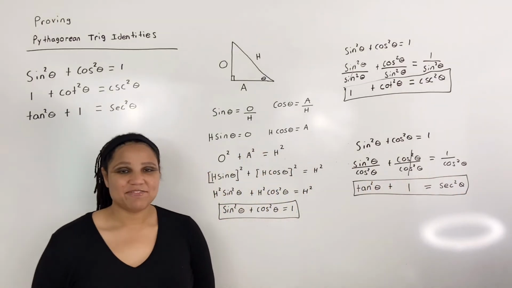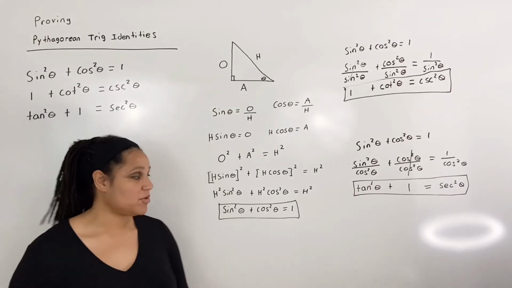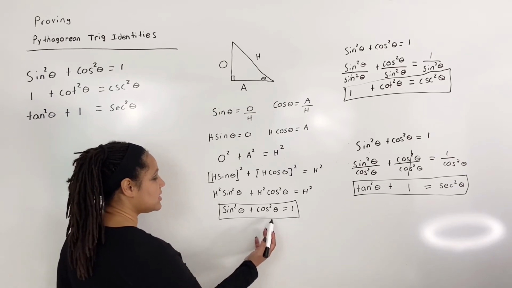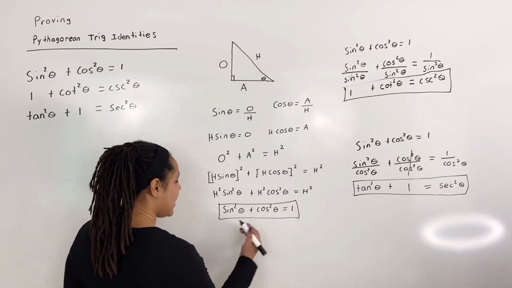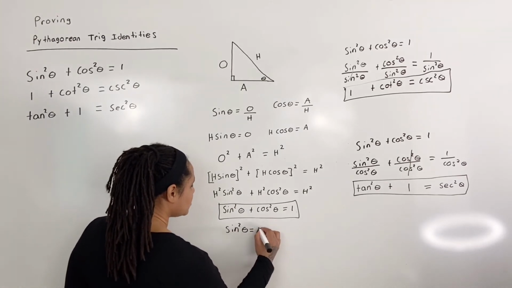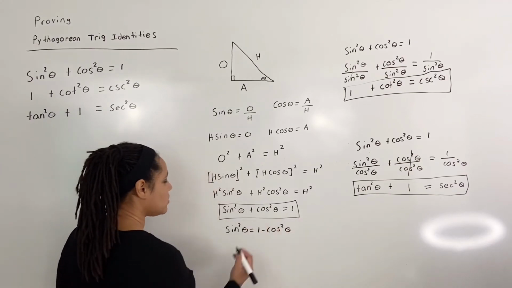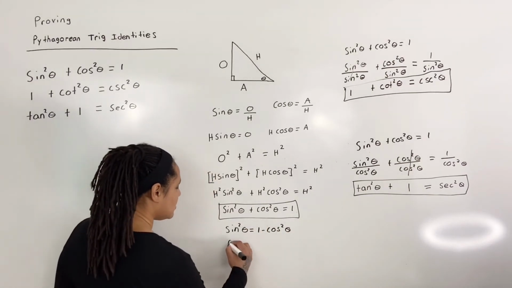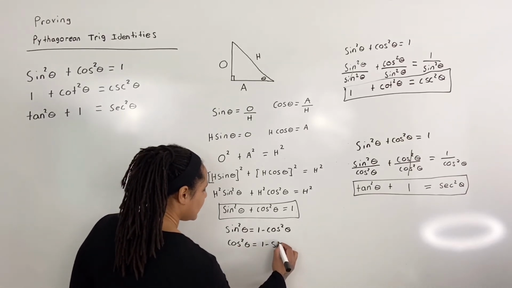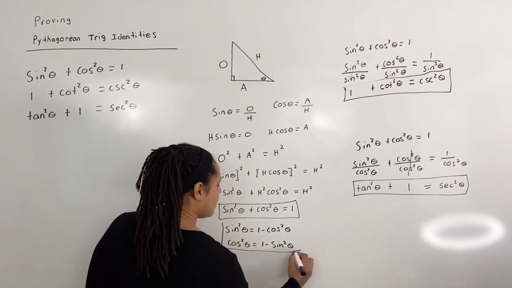Now, you can get variations of the three identities. For example, we can rewrite sine squared theta plus cosine squared theta is equal to 1 as sine squared theta is equal to 1 minus cosine squared theta. We can also rewrite it as cosine squared theta is equal to 1 minus sine squared theta. And here you have two more identities.